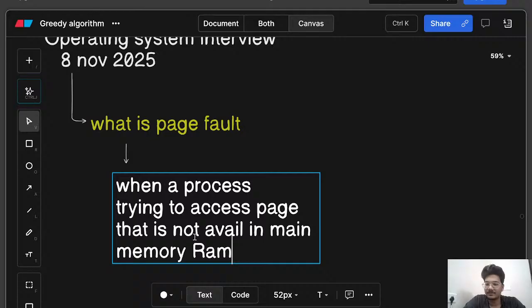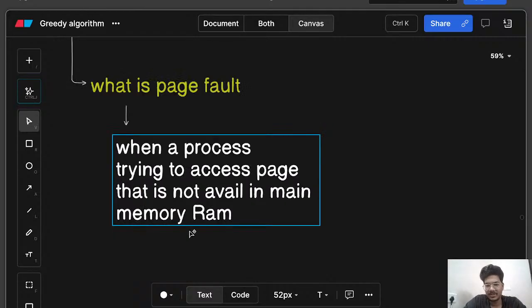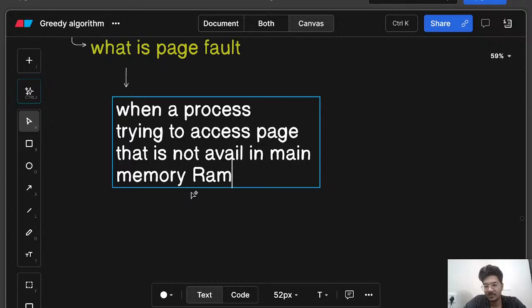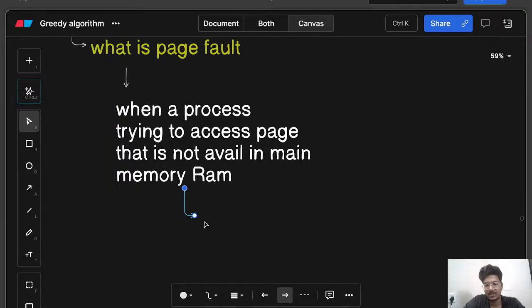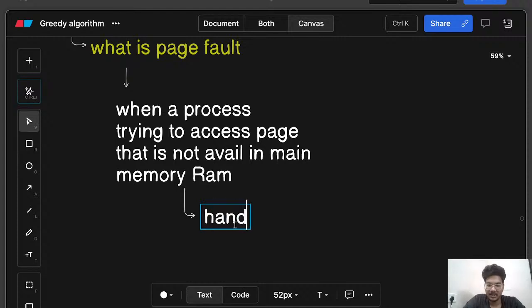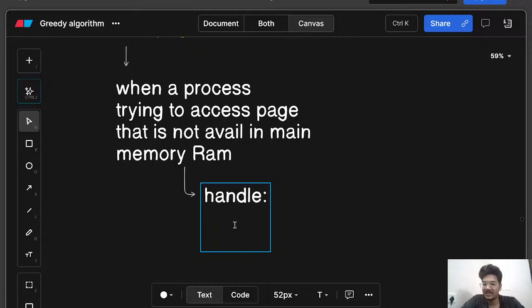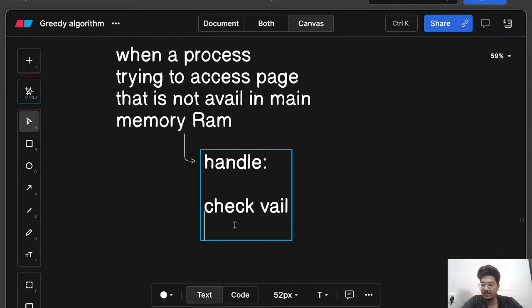This is the simple definition of a page fault. Now, how do we handle it in the operating system? First, check the validity: the OS checks if the memory reference is valid. Is it available or not? After that, find the page. If valid, it locates the page on the disk, in swap or the secondary storage.